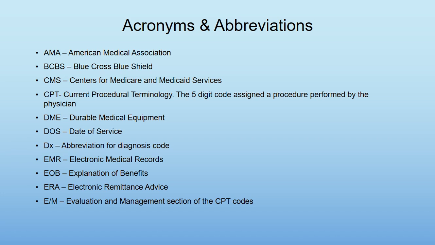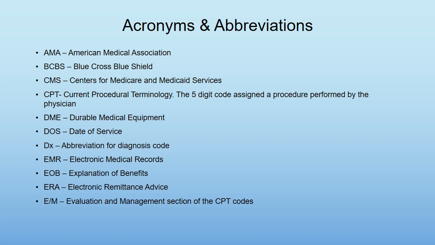Acronyms and abbreviations, these are some of the more popular and common acronyms used in medical billing. The AMA is the American Medical Association, BCBS is Blue Cross Blue Shield, CMS is short for the Centers for Medicare and Medicaid Services. And you'll see CMS in a lot of forms, such as the CMS 1500 or the CMS 1450. CPT is short for Current Procedural Terminology. This is the 5-digit code assigned to procedures that are performed by the physician.